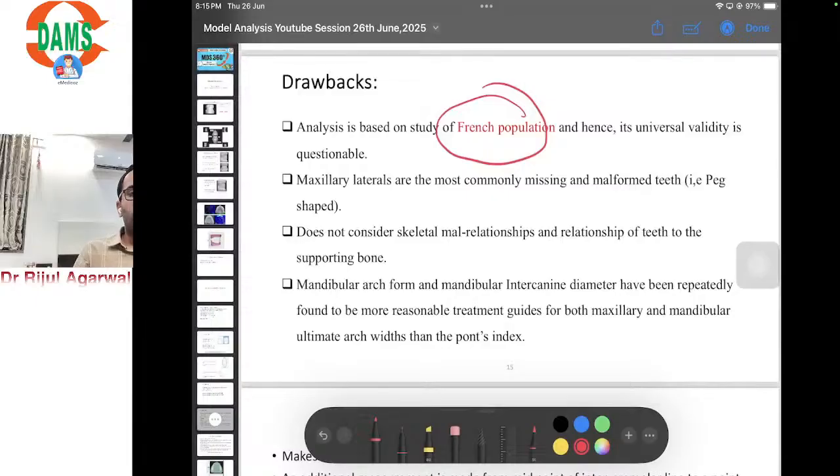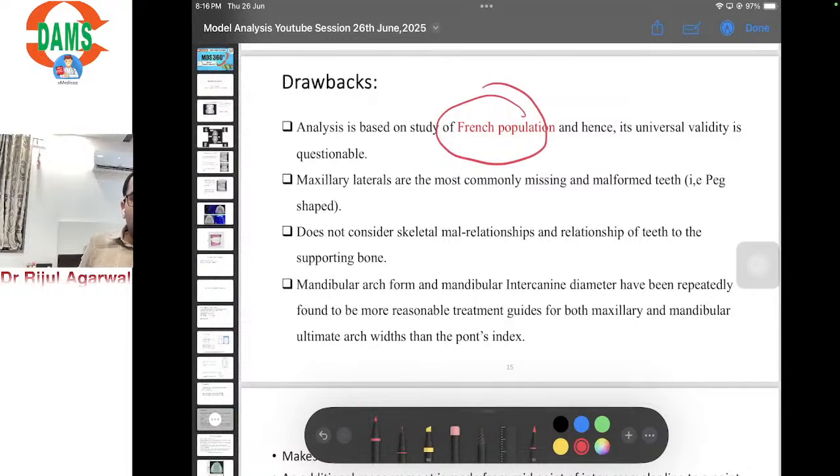Next, third drawback. Pont solely relied on the dimensional width of the upper incisors to assess and tell us about the transverse dimensions. He did not consider any kind of skeletal issue beneath them. So hence the reliability of this analysis became questionable.